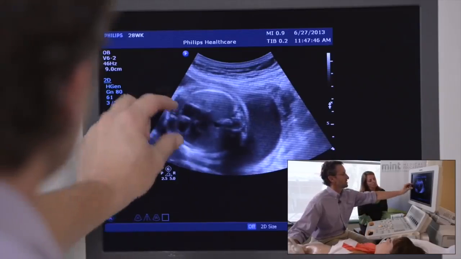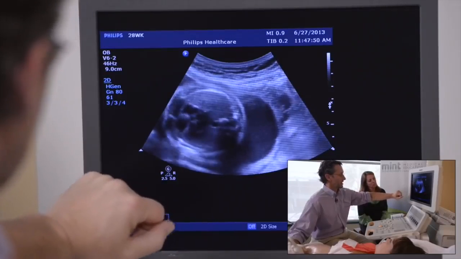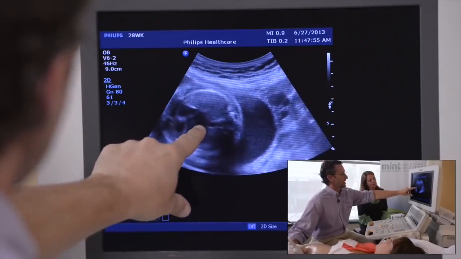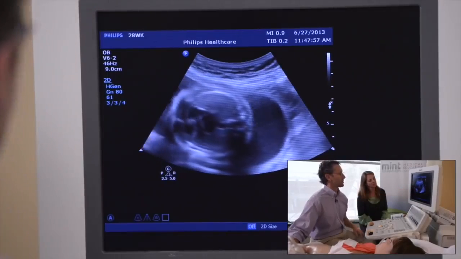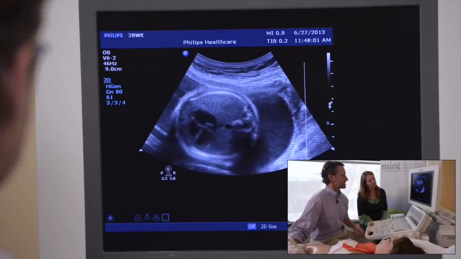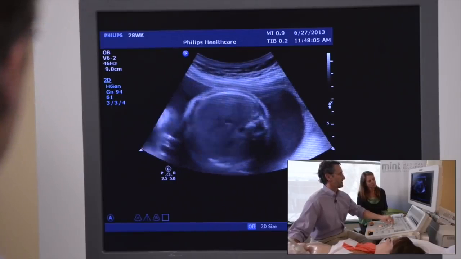Also with position, the heart should be kind of centrally located like this. We can talk about this a little more later, but the other thing is that the left atrium should pretty much touch the aorta right there, which it does. So this is a nice picture of the heart here.